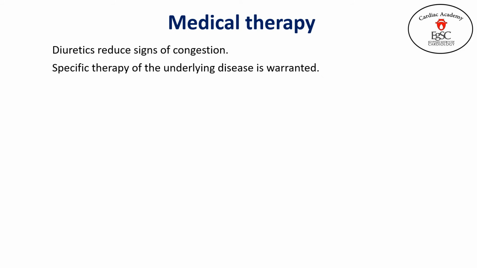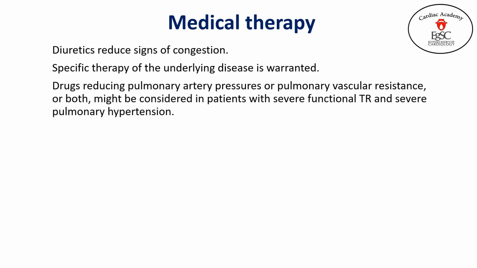Medical therapy of tricuspid regurgitation. Diuretics reduce signs of congestion. Specific therapy are those of the underlying disease. Drugs reducing pulmonary artery pressure or pulmonary vascular resistance or both might be considered in patients with severe functional tricuspid regurgitation and severe pulmonary hypertension.